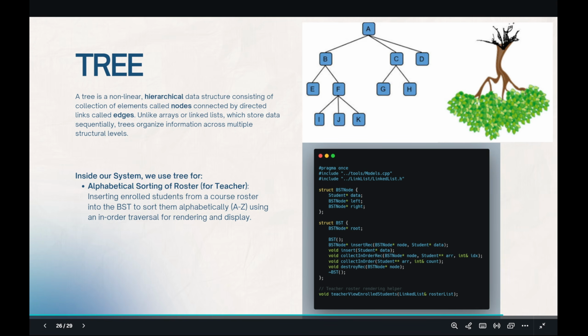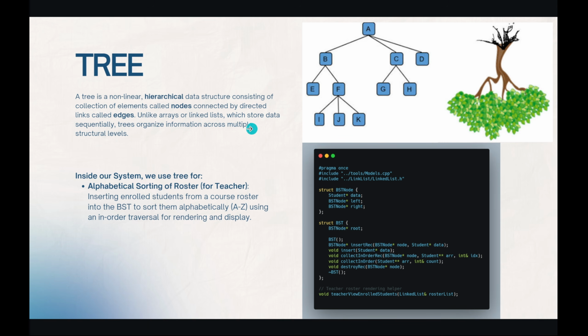Next is tree. A tree is a non-linear hierarchical data structure consisting of nodes and edges. Node will be this, and edges are these lines that connect the nodes.